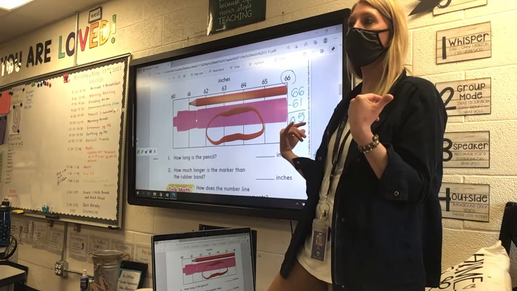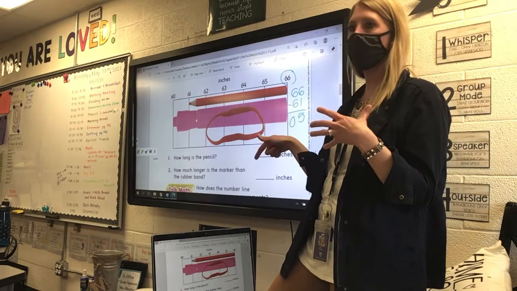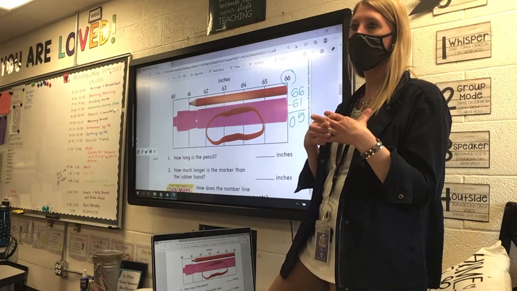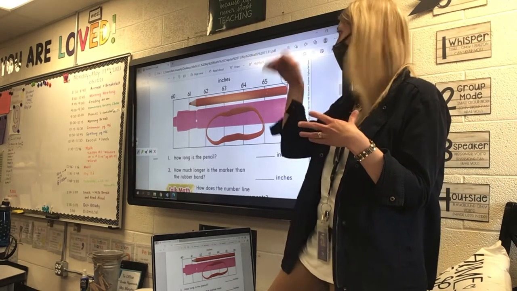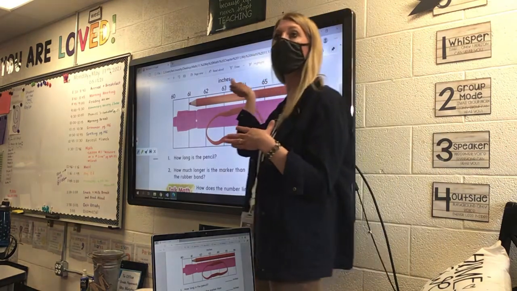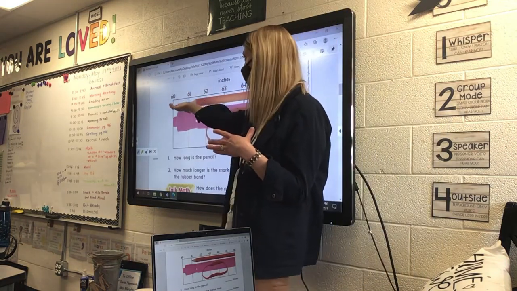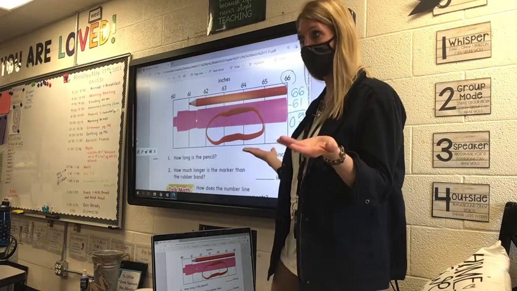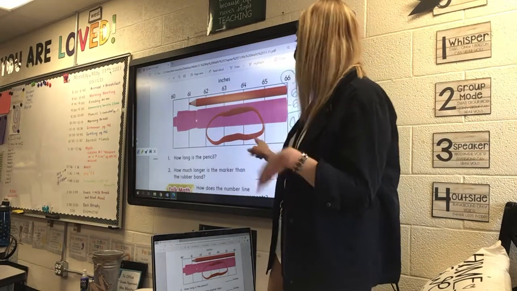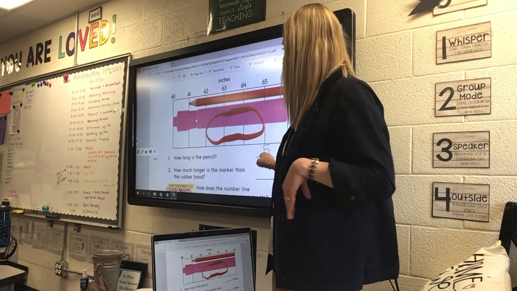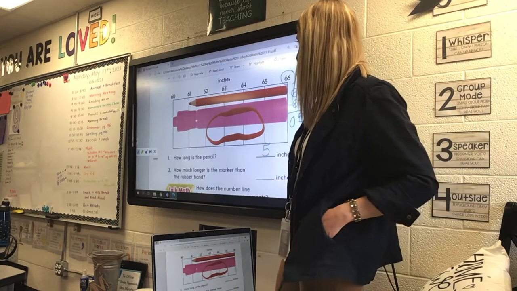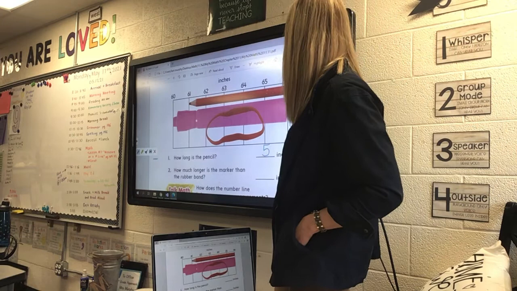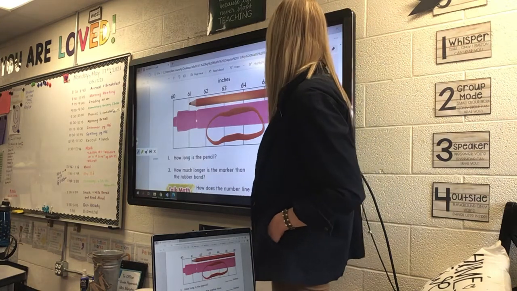Does anyone have another way besides counting or subtracting? Libby? I was doing the jumps. The jumps. And when you do the jumps, you're counting, but you're also adding. So 61 plus 5 is going to give me 66, right? So it'd be 5 inches long. I didn't even count. I just put 5. Mason, you have another way?